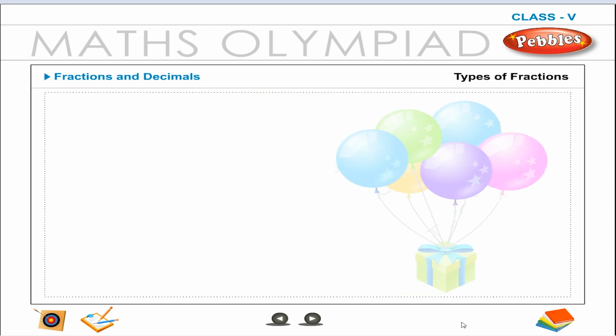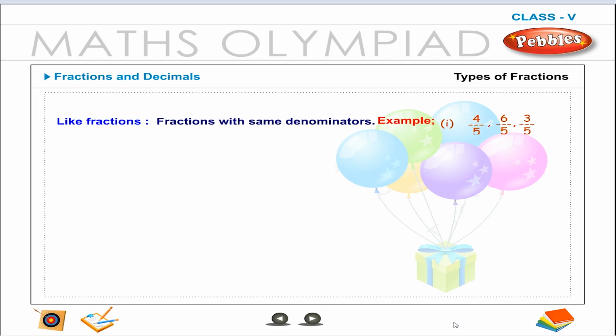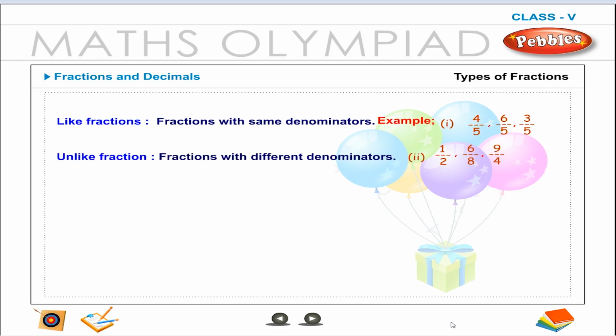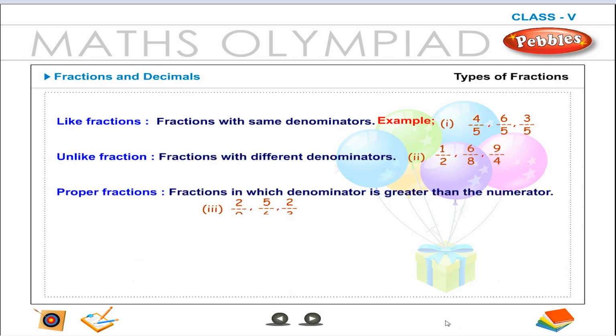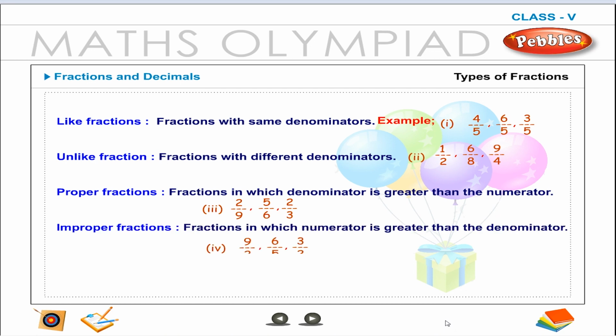Types of fractions. Like fractions. Fractions with same denominators. Example, 4 by 5, 6 by 5, 3 by 5. Unlike fraction. Fractions with different denominators. Example, 1 by 2, 6 by 8, 9 by 4.